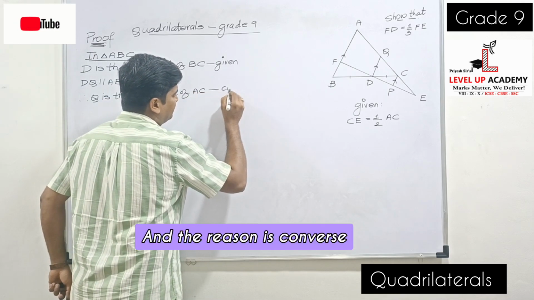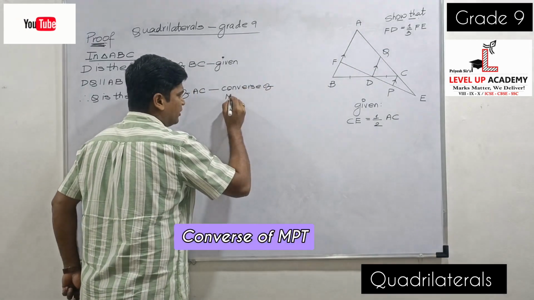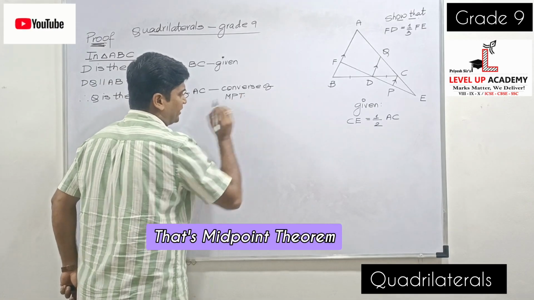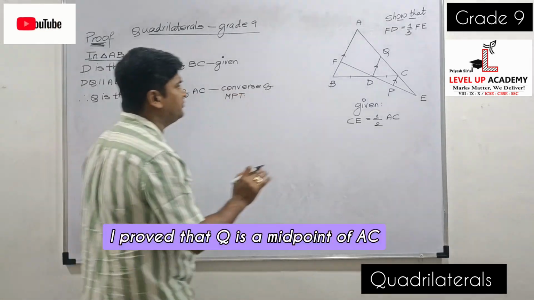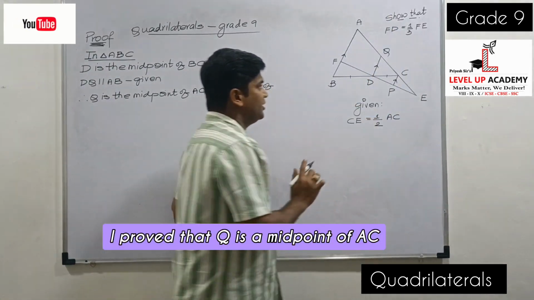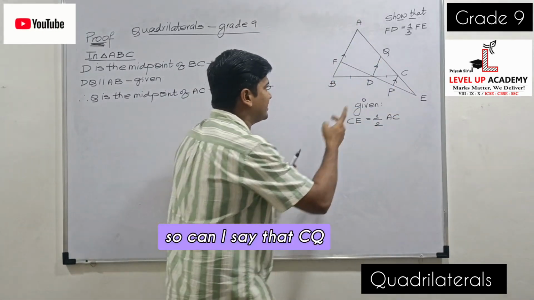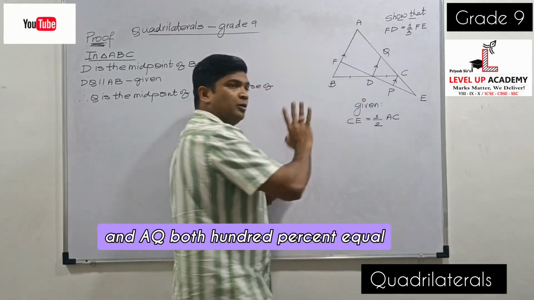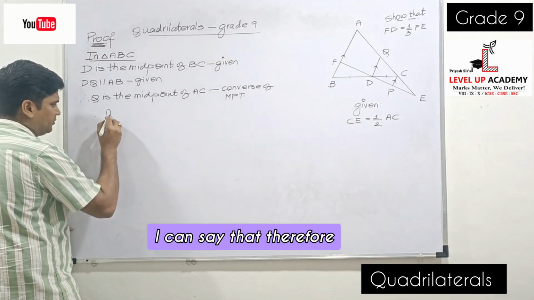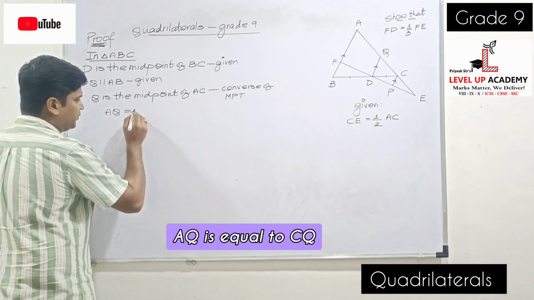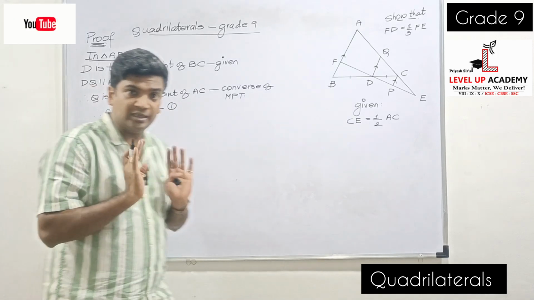and the reason is converse of MPT. What does MPT stand for? That's midpoint theorem. In exam, no shortcuts. You have to write everything in full. So by using converse of midpoint theorem, I proved that Q is the midpoint of AC. So I just want to ask you one more thing, children. Agar Q AC ka midpoint hai, so can I say that CQ and AQ both 100% equal? Sure. So I can say that therefore AQ is equal to CQ, and I'll hold it equation number 1. यहाँ तक clear हो गया सब कुछ?